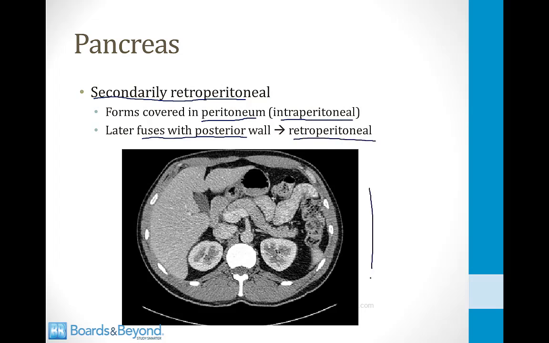If you look at this CAT scan on the screen here, you can always orient yourself by finding the vertebral body and then finding the aorta slightly to the left of that vertebral body. When you're at the level of the kidneys, as shown here, you will see this snake-like thing here, and that is the pancreas, and you should be able to identify that on a CAT scan. It's very helpful for your boards.